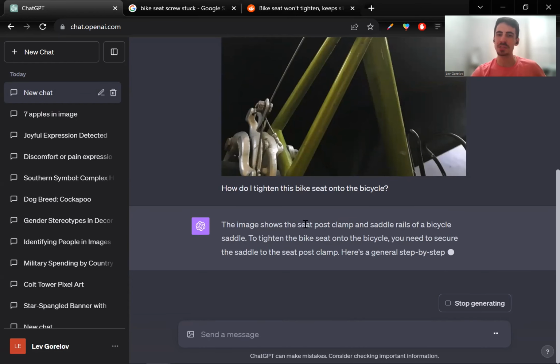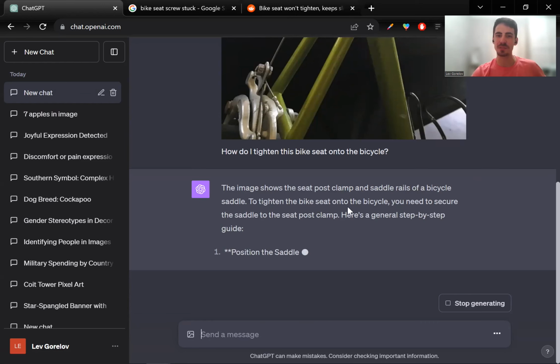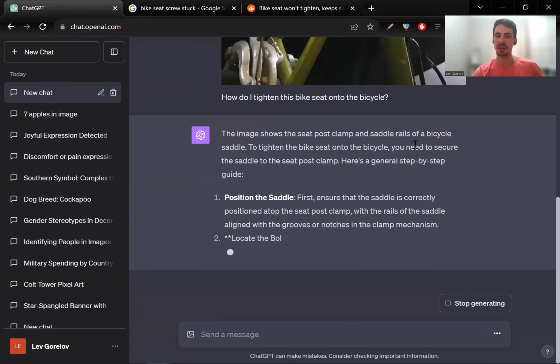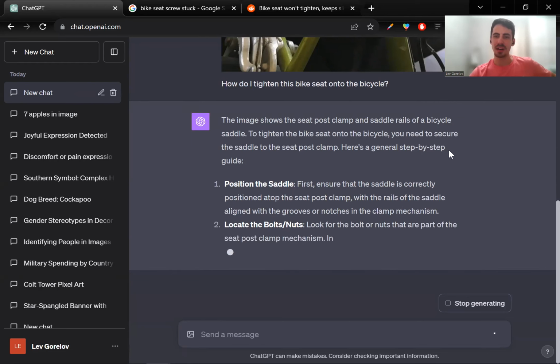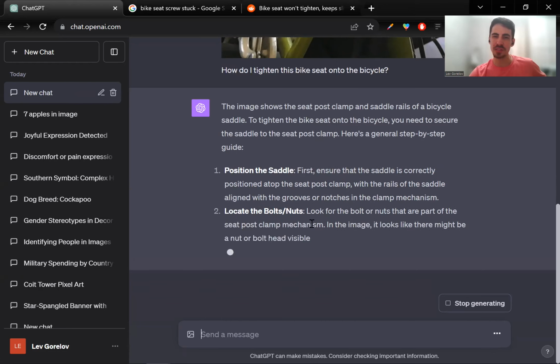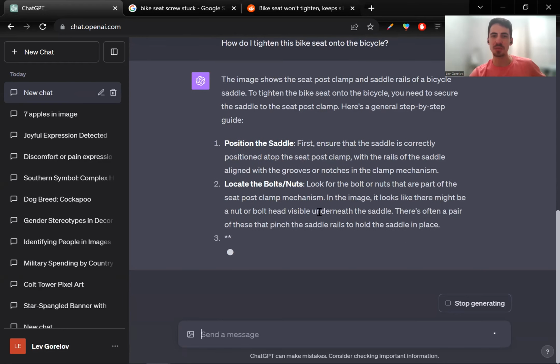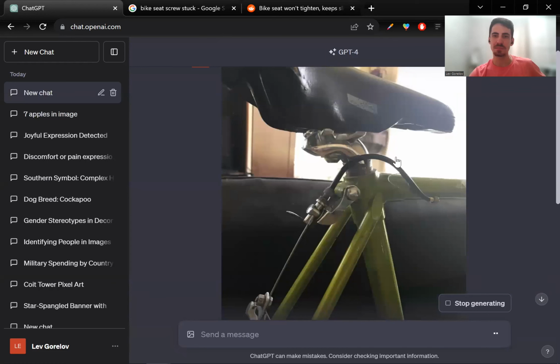And it tells me the image shows the seat post clamp and the saddle rails of a bicycle saddle. To tighten the bike seat on the bicycle, you need to secure the saddle to the seat post clamp. Here's a general step-by-step guide. Position the saddle. Okay, locate the bolt and nuts. Okay, that's pretty self-apparent. Let's see what it says next. So it tells me where to look for the bolts and nuts, which are part of the seat post clamp mechanism.